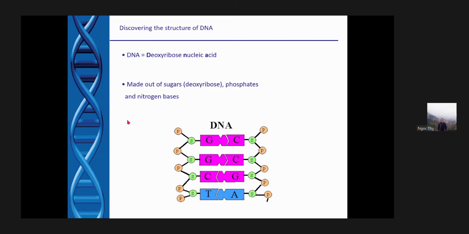composed of three main components. Let me share my screen.